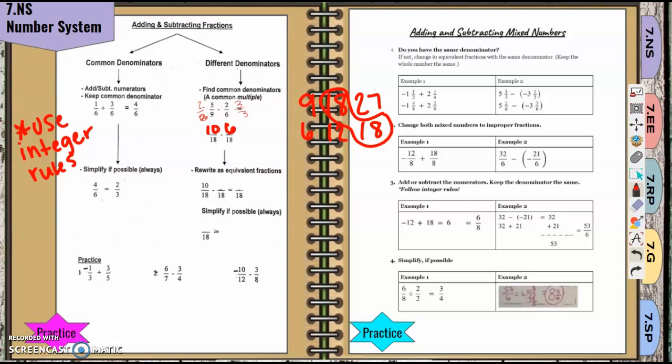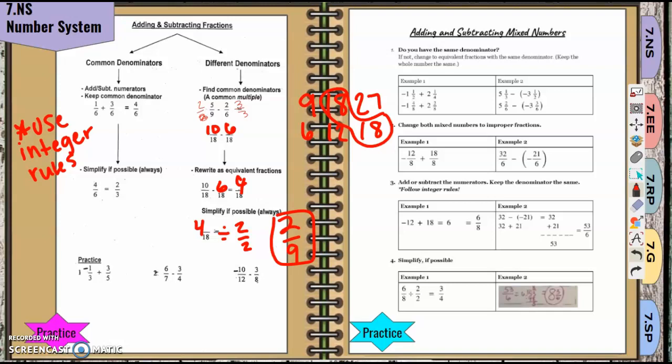Rewrite them as equivalent fractions. I now have 10 over 18 minus 6 over 18. I know that 10 minus 6 is 4. So now I simplify 4 over 18 by 2 over 2. 4 divided by 2 is 2. 18 divided by 2 is 9. They're both positive, so my answer is positive 2 over 9.